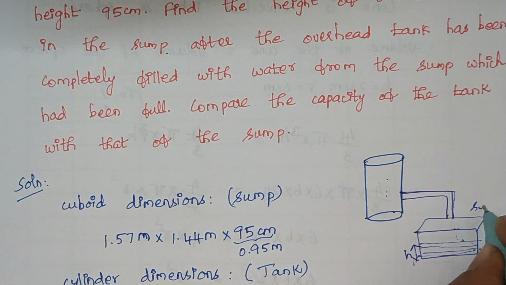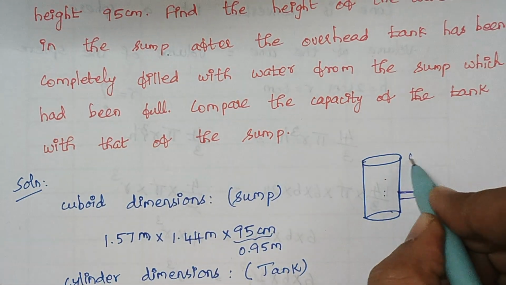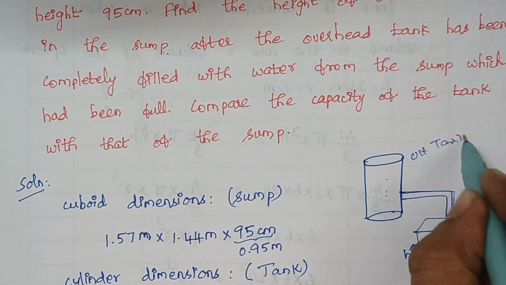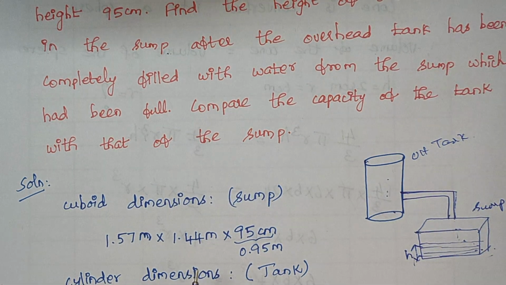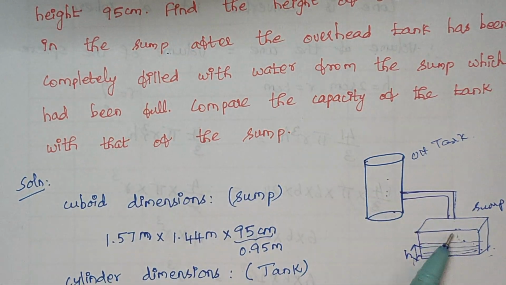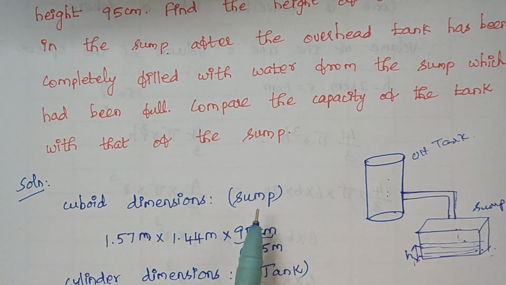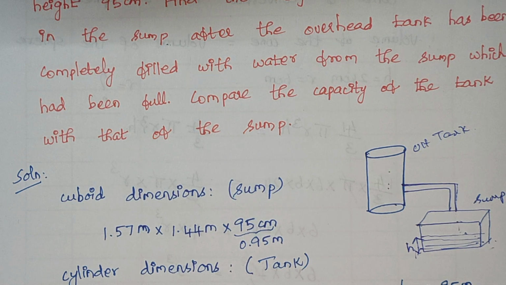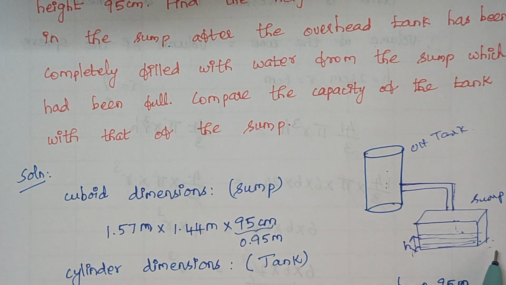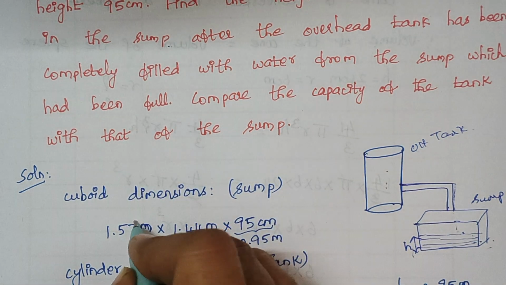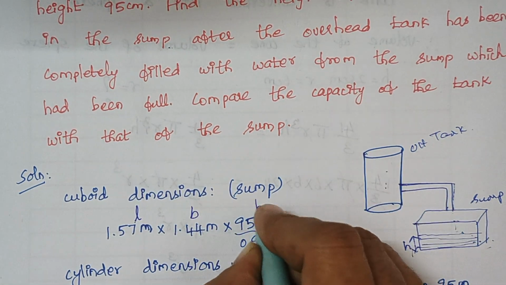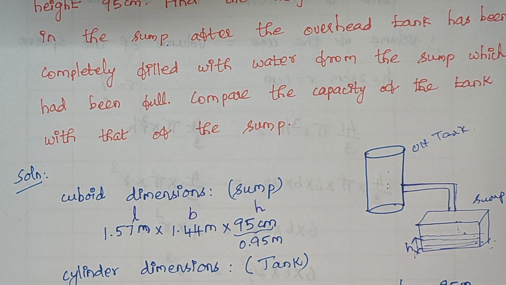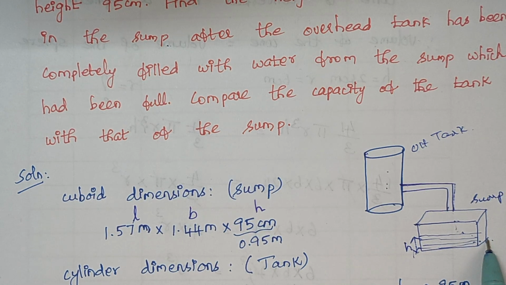This is your sump and this is your overhead tank. Now we are going to find the volume of this tank as well as this sump. First I start with the sump. The sump is in the form of a cuboid. What is the formula to calculate the volume of the cuboid? It is L into B into H. This is your L, this is your B and this is your H. This is the total capacity, the dimensions of this cuboid.